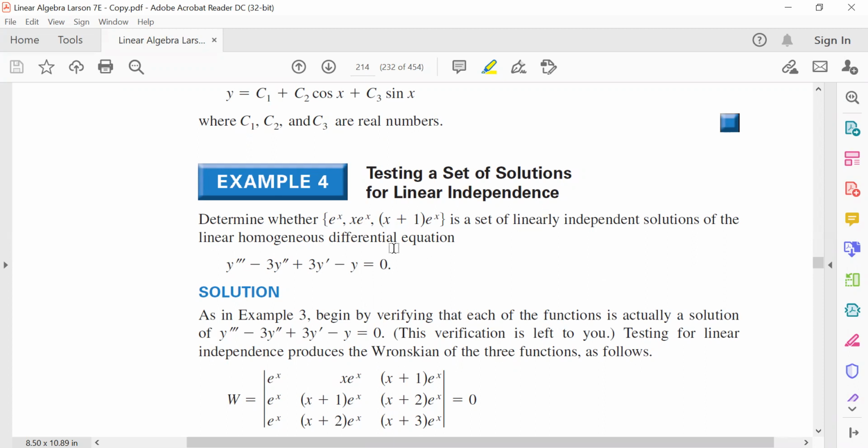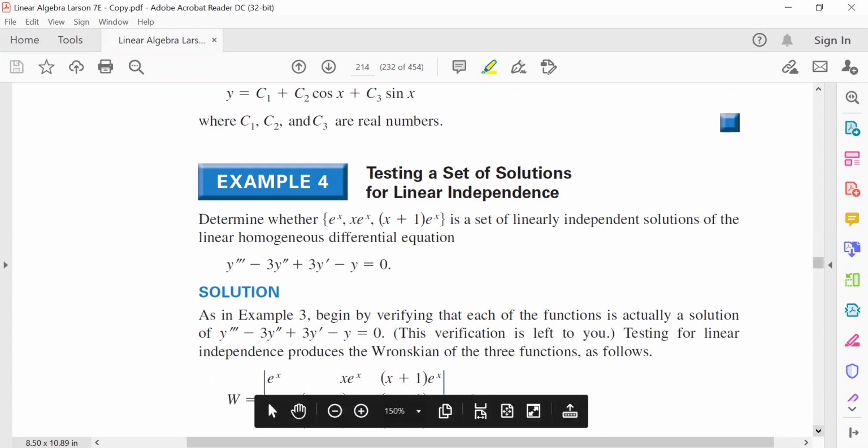So we're going to do the Wronskian test. You could actually look at this and figure it out a little bit, because the truth is, if I add the first one plus the second one, I get the third one. So I know the answer is going to be no, but let's see what the Wronskian tells us.